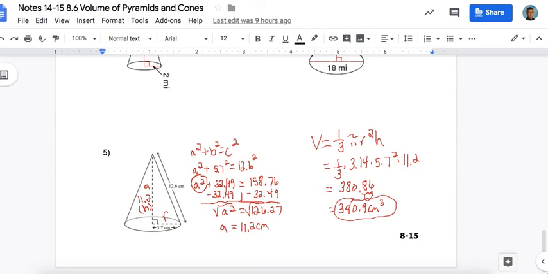Okay, so remember, when we're calculating volume, if they give us a slant height, we have to use the Pythagorean theorem to calculate the real height.